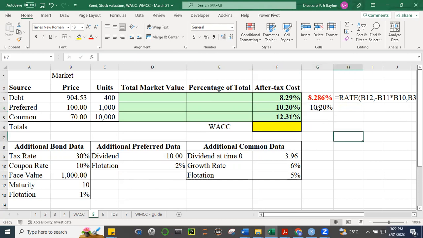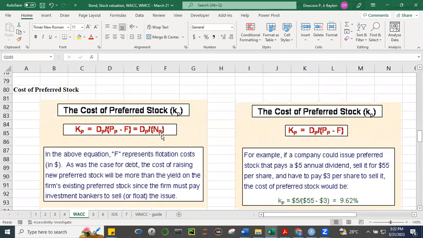Okay, so that's your cost of preferred stock, 10.20%. And we expect it to be higher than the cost of debt. And then lastly, we have the cost of equity. And the cost of equity, if you take a look at the formula, again, this is from what we learned last time, yung dividend discount model.